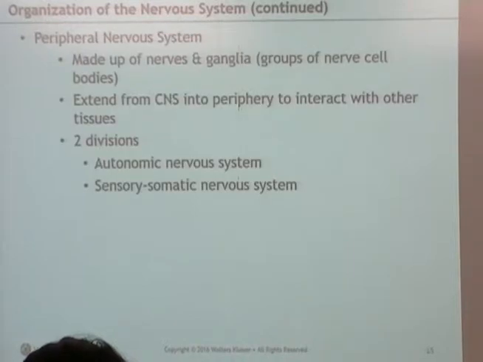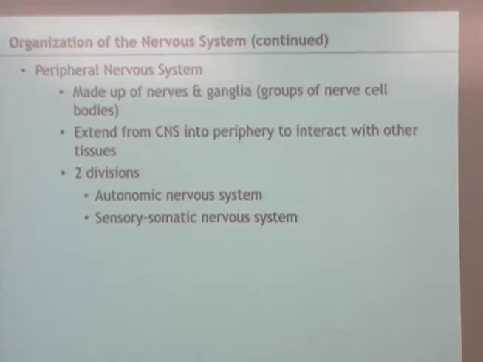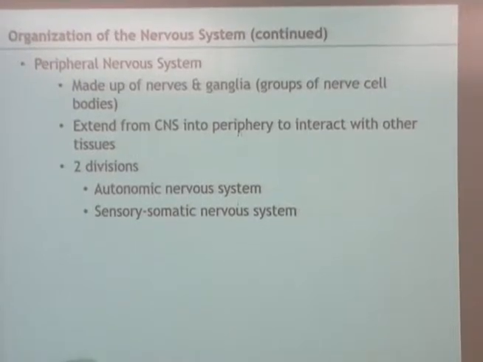All right, so our peripheral nervous system is all the other nerves, glial cells, everything else that we have going on outside of the brain and the spinal column, right? And it allows the central nervous system to talk to all the other organs and tissues in the body, right? So the peripheral nervous system is subdivided into two sections, the autonomic and the sensory somatic.